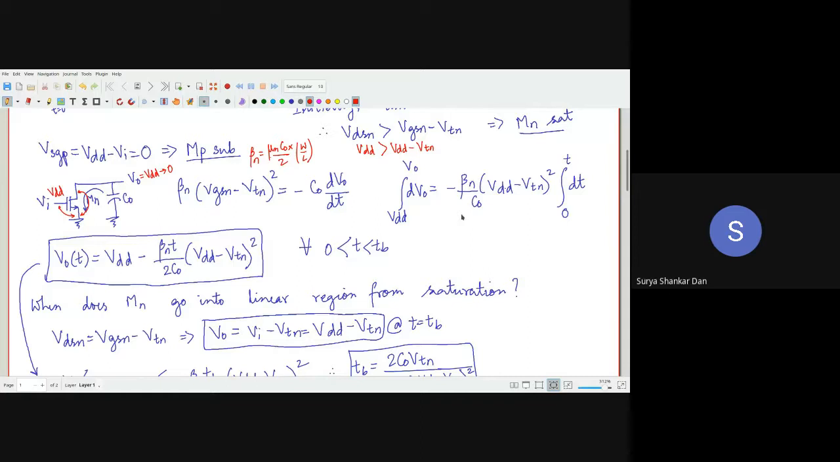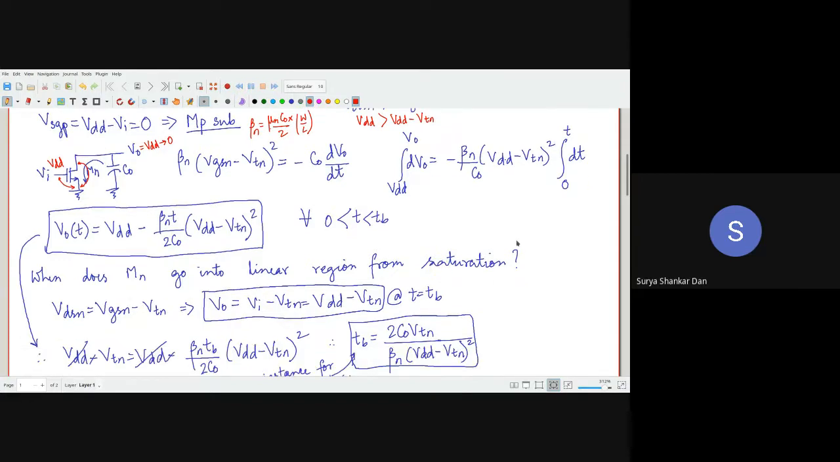Okay. Now, when does this Mn go into linear region from saturation? Like one of you had just said, right? The assumption should be both of them to be in the saturation or linear. One of them linear, one of them. Yes. It's not an assumption. It has to be. Okay.